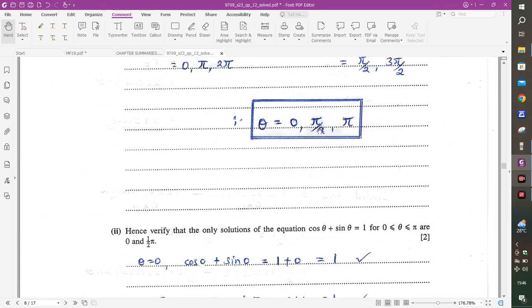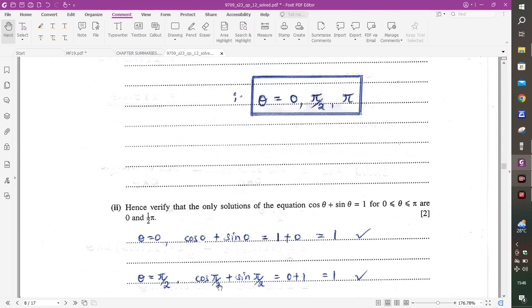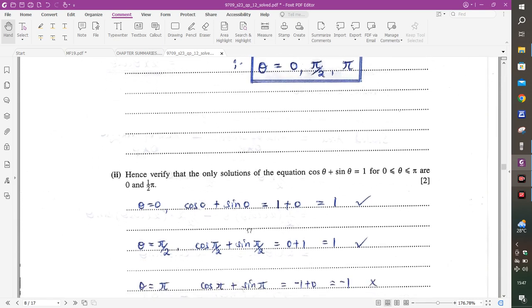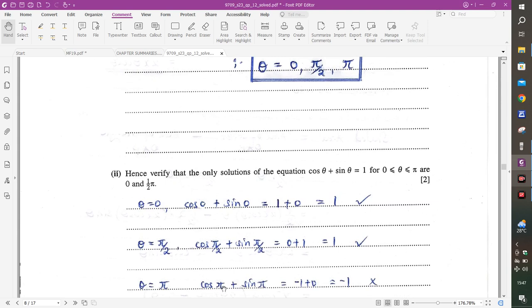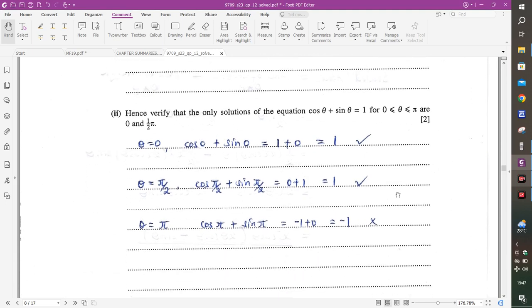Then we can also use theta equal to 90. So cos of 90 is 0, then plus sine of 90, that one gives you 1. So 0 plus 1, you get 1. So those two are verified. And then let's check the 180. Cos of 180 is negative 1, but sine of 180 is 0. So negative 1 plus 0 gives negative 1. So it doesn't satisfy this equation. Therefore, 0 and pi over 2 are the solutions to this kind of question.